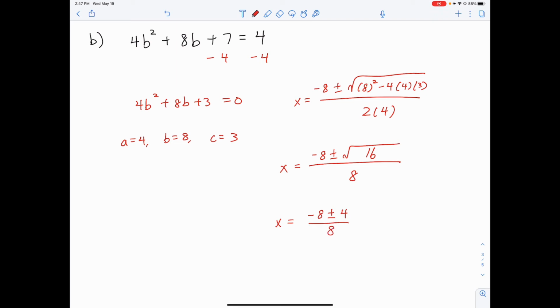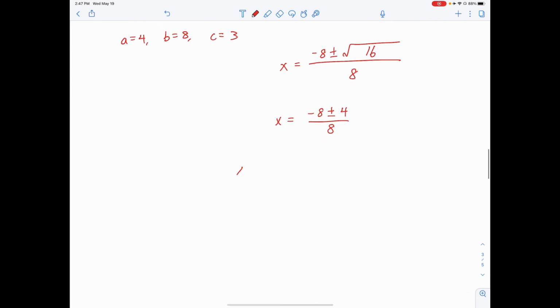Now we can split apart our two answers. So x plus would be negative 8 plus 4 over 8, which is equal to negative 4 over 8, which reduces down to negative 1/2. And if we did the minus version, I would get negative 8 minus 4 over 8, which is negative 12 over 8. If I reduce that, we get negative 3 over 2 again. So potentially this is going to be faster for some, but this isn't the best use of quadratic formula.